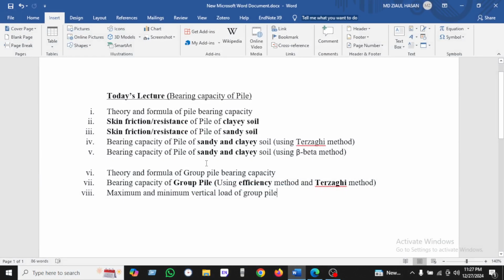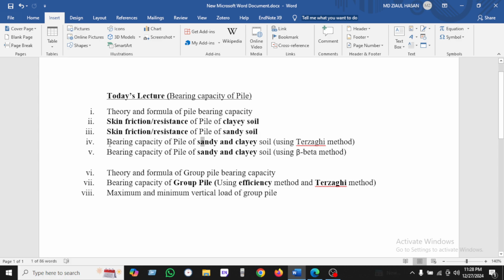Hello everyone, today I'm going to deliver a lecture on bearing capacity of pile. The topics to be covered: at first I will deliver the theory and formula of the bearing capacity of pile, and then the skin friction or resistance of pile in clay soil and skin friction or resistance in sandy soil, and then bearing capacity of pile in sand and clay soil.